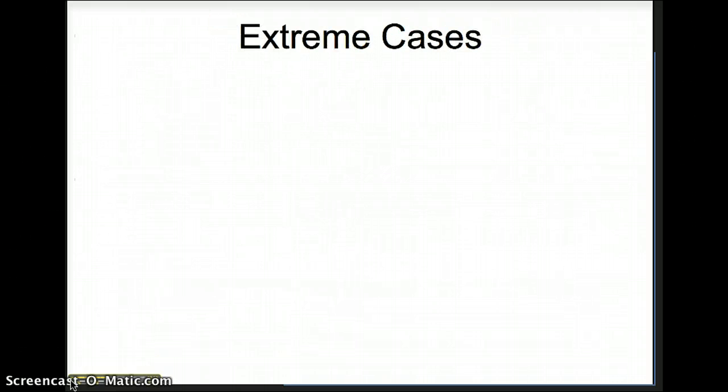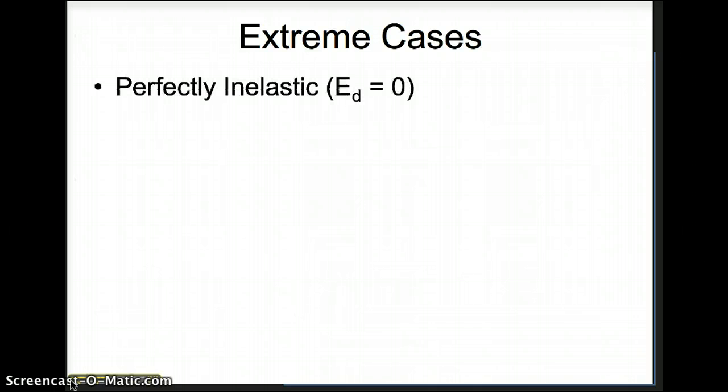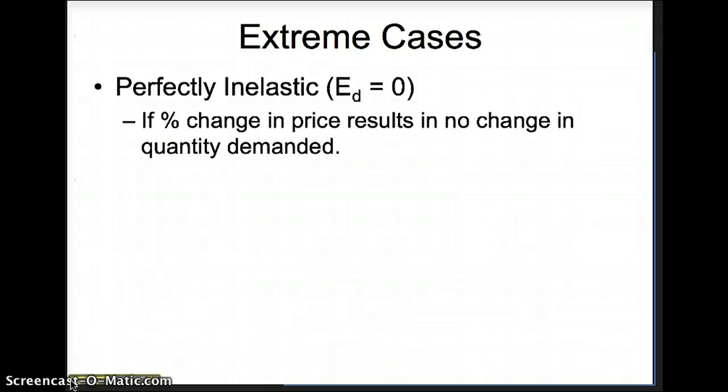There are two extreme cases that are mathematically possible. The first is perfectly inelastic demand, in which the coefficient will equal 0. The percentage change in price results in no change in quantity demanded. An example of this might be somebody who is diabetic and needs insulin. If the price increases, the person still needs the same quantity of insulin as before. Therefore, demand does not change.